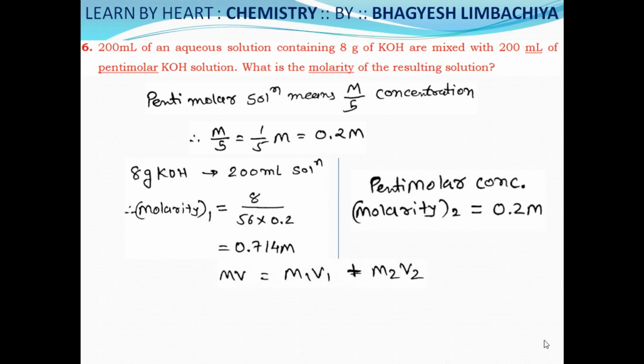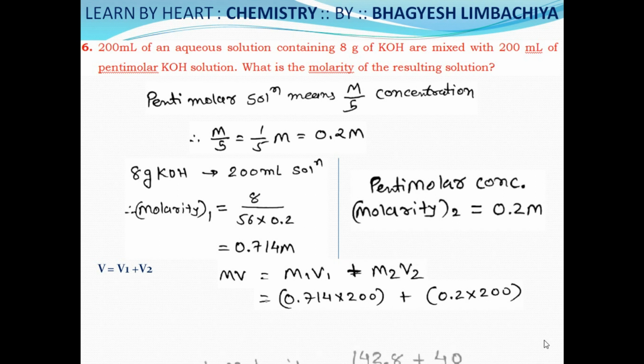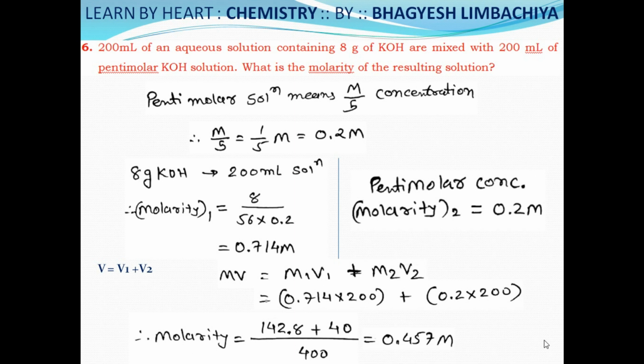So MV equals M1V1 plus M2V2. Here MV is the resulting concentration, and M1V1 is for the first one and M2V2 for the second one. So we know all the values. The main thing is that V is the total volume of the resulting solution, and it is a sum of the volumes of the two liquids, that is 200 plus 200, 400. So we can calculate molarity equals 0.457 molar, and this is our answer.